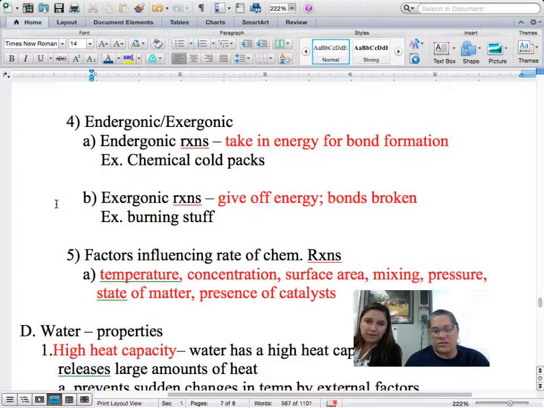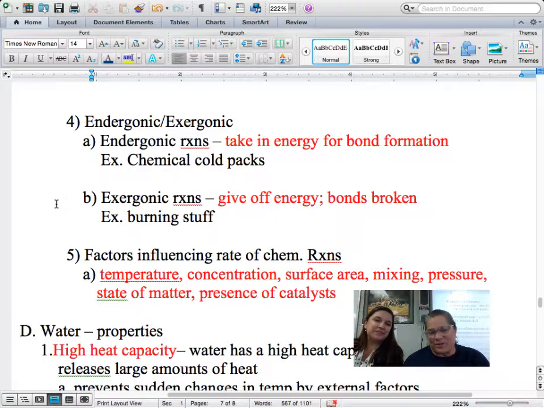Okay, another thing we need to know about chemical reactions is that sometimes they take in energy when they're forming bonds, and we call those endergonic reactions. An example of that are like chemical ice packs when you break them and shake them up and they get cold. The other type of reaction is when heat is given off because we break bonds. Anytime you burn something, that's a good example of an exergonic reaction. Fuego. Okay.